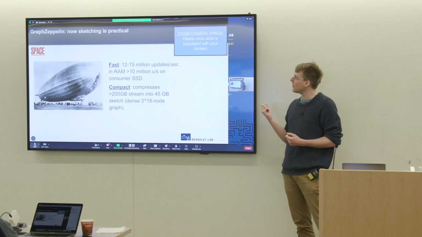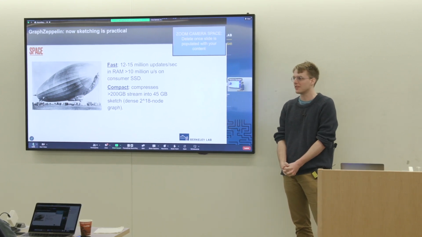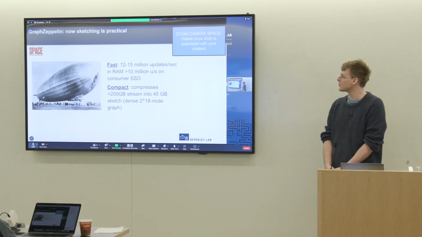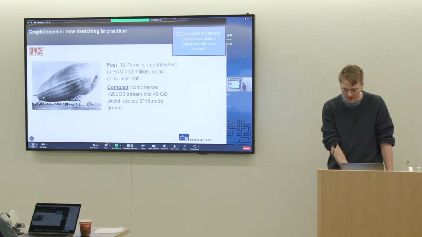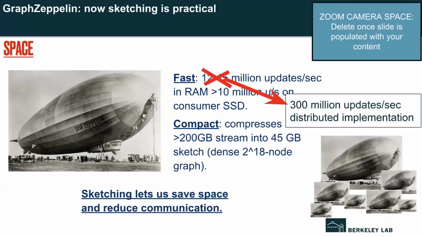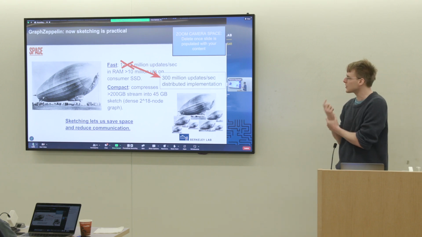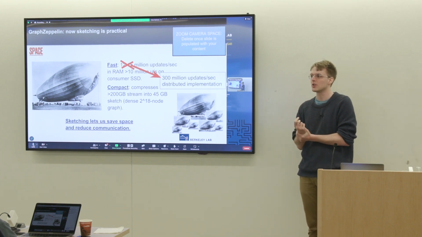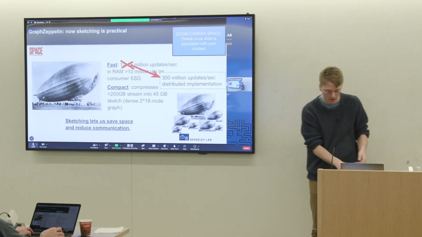So it gets something like 12 to 15 million updates per second when you run this in RAM, and is nearly as fast when you run it on consumer SSD, meaning I just went to Best Buy and bought a drive. It's also compact. In one instance, we were able to compress a stream of more than 200 gigabytes down to something like 45 gigabytes. And this doesn't just make things fast when you run on disk. In addition, we built a distributed implementation that can get much, much faster, up to something like 300 million updates per second. So these two key ingredients that sketching gives us, which are saving space and reducing communication, you need both of those to get a practical implementation, but then you can actually do it.